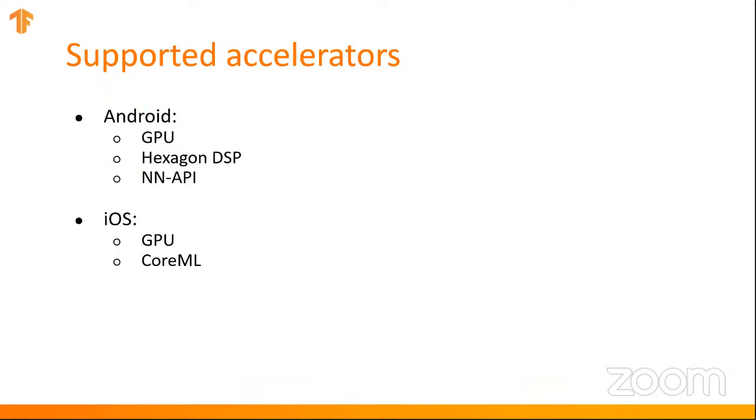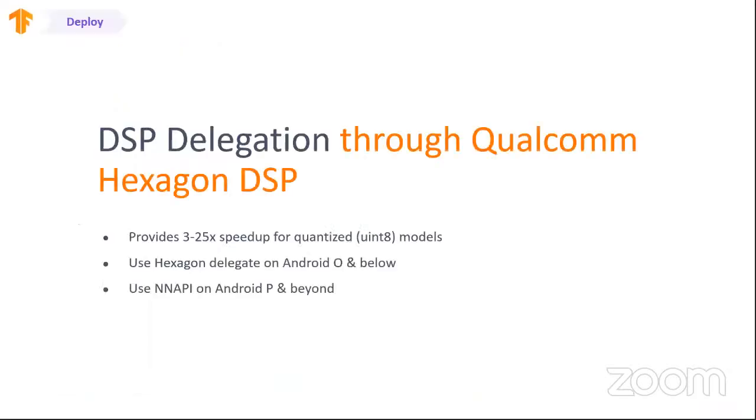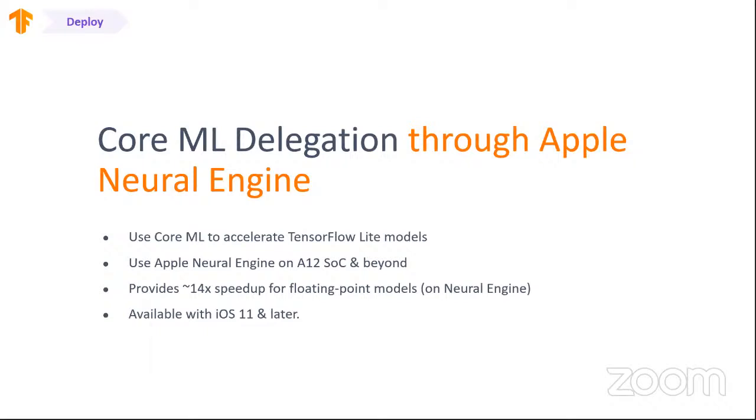Android has all these things: GPU, Hexagon DSPs, neural network APIs, and iOS has GPU and Core ML. So you can do this. Qualcomm and all chip manufacturers are lately adding all this stuff, and we can invoke it. It's like the Apple Neural Engine, Core ML to accelerate TF-Lite models, and on the A12 SoC it provides a 14x speedup.